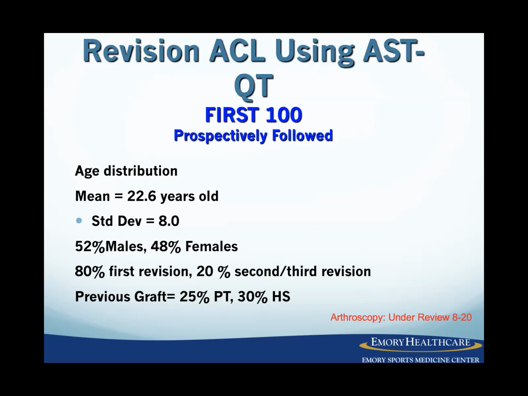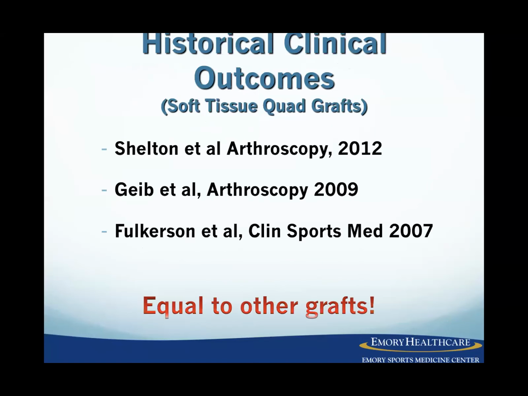How about revisions? When we do revisions, we looked at our first 100 revisions. Again, the age distribution and the sex distribution are about the same. And some of these were second and third revisions. And again, what we found is that our re-injury rate was right under 5%, so very similar. So it's a good graft for a primary and also revision. These are studies that looked at quad tendon grafts historically, and they're very equal to patella tendon grafts, and they're better than hamstring grafts.